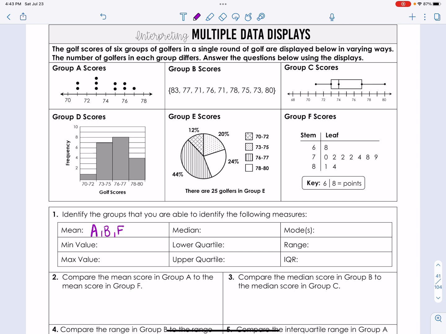Okay, what about the median? I could find it in A. I can find it in B. I can see it in C. It's 74. I have no idea in D. I have no idea in E, but I can find it in F.